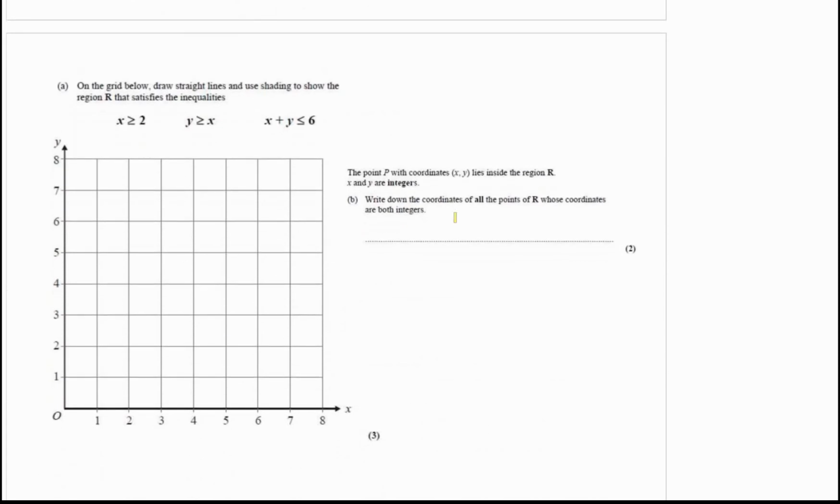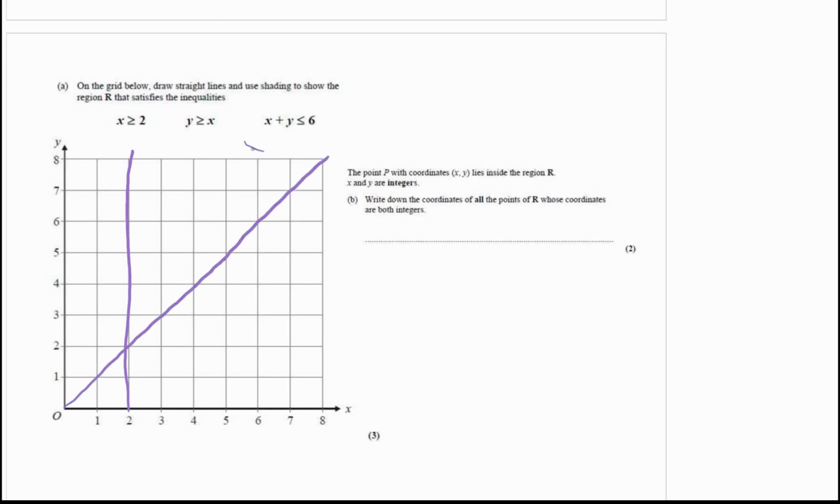Next one, we've got a part B here that I'll come to in a second. First of all, the inequality. X is greater than or equal to 2. Solid line as it is equal to it, and we go for the x coordinate. Y is greater than or equal to x. So I need to plot y equals x. That's just a straight line going from the origin. Again, because it can equal it, it's going to be a solid line.